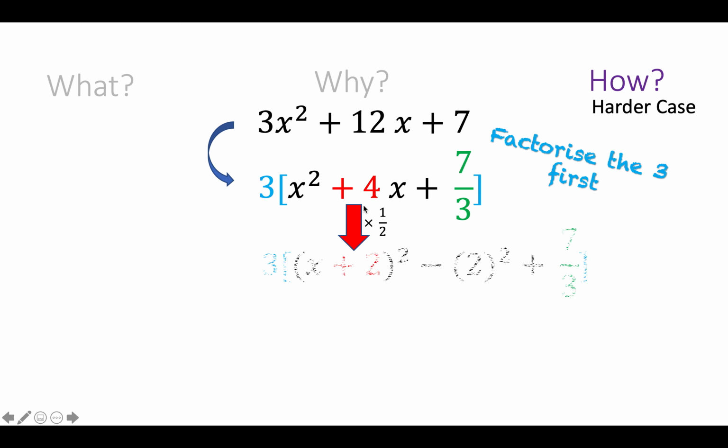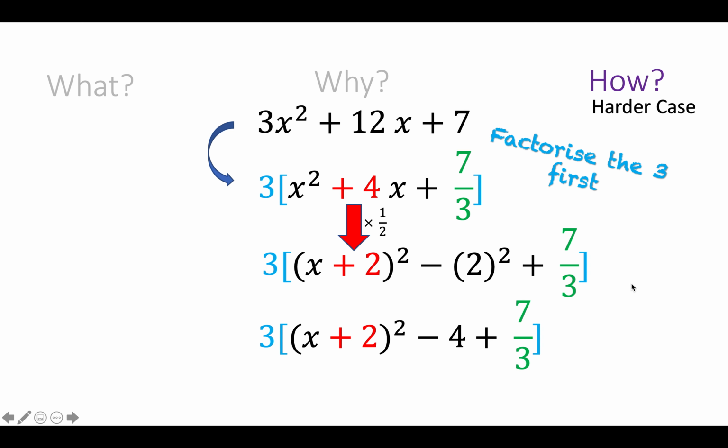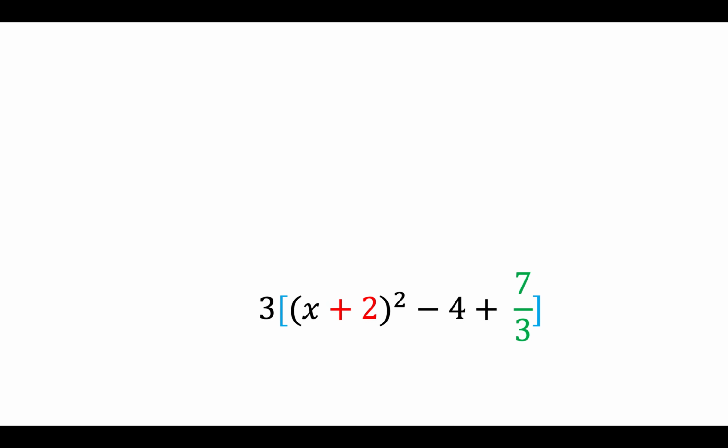We halve the middle number, and it becomes x plus 2 squared. Then we subtract 2 squared, and then we add the number on the end, the 7/3. We simplify, the 2 squared becomes 4, we subtract 4. I've run out of space, so I can start a new page.